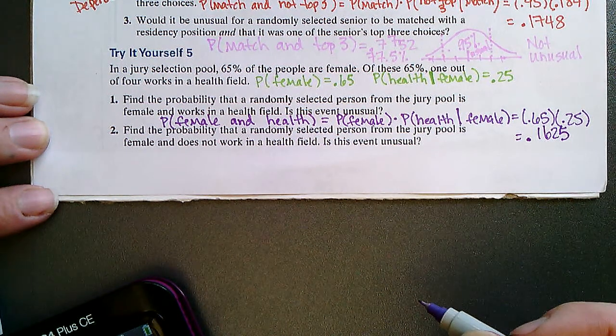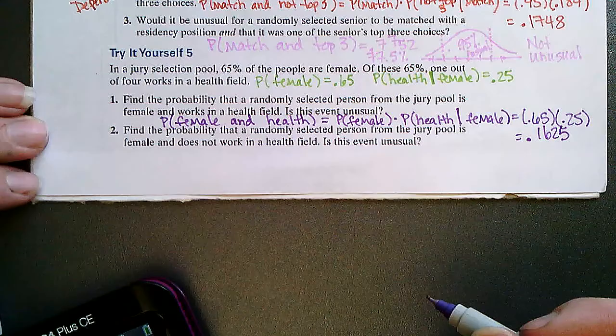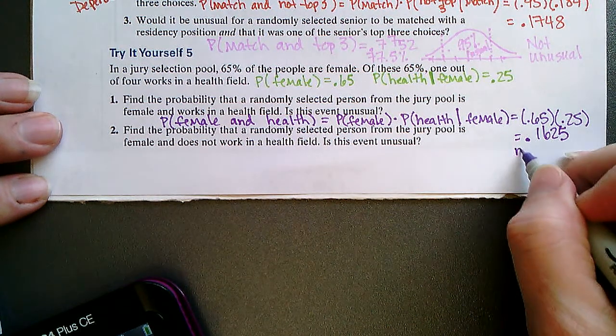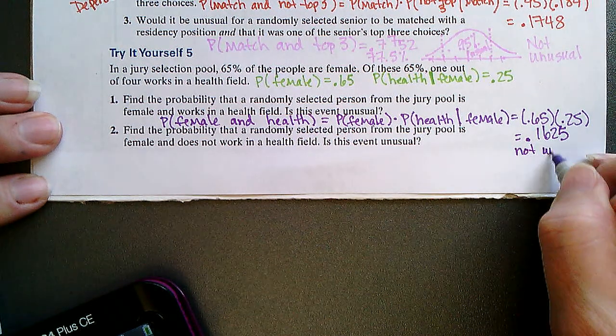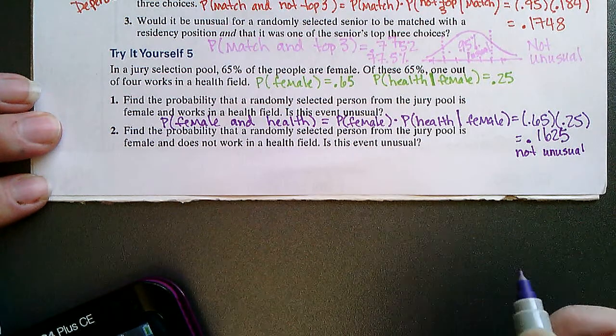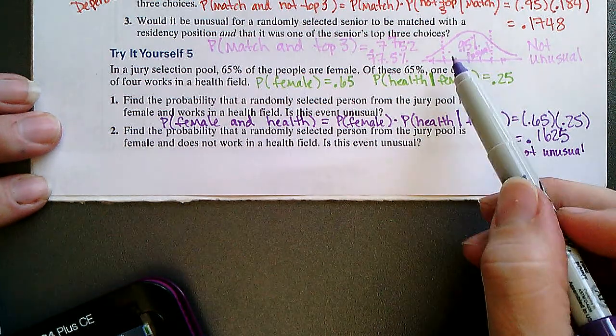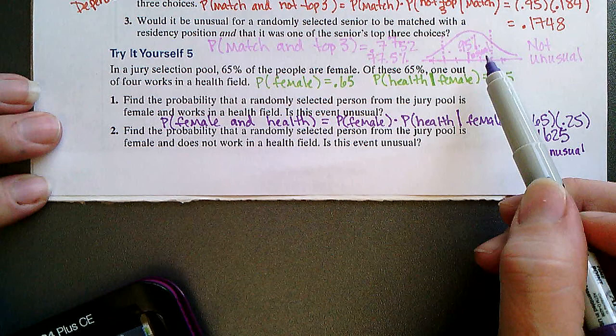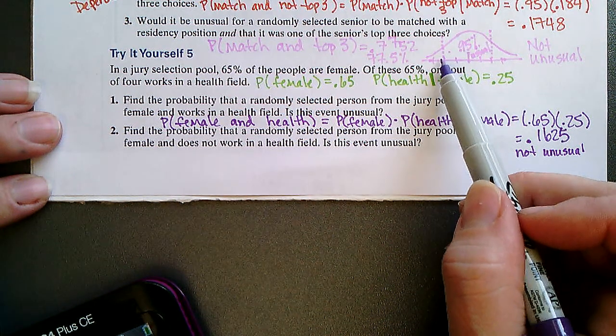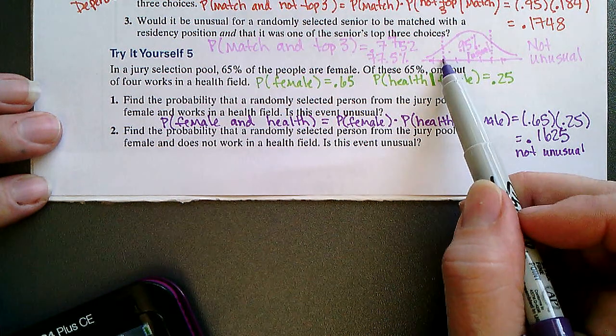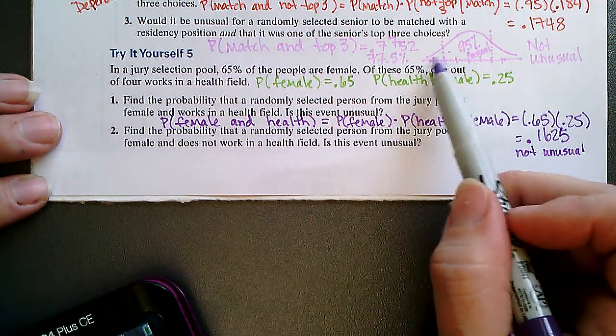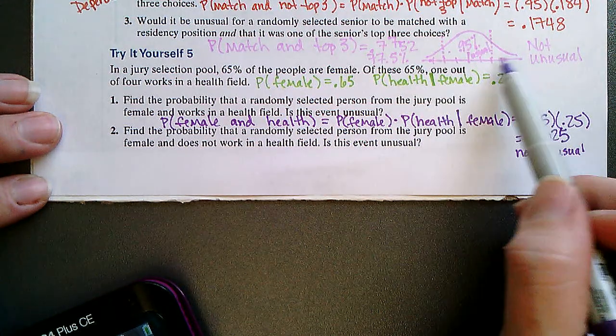Would this be considered unusual? No, not unusual. Because 95% of the data is usual, that only leaves 5% to be unusual, which would be 2.5% down here, 2.5% at the top.